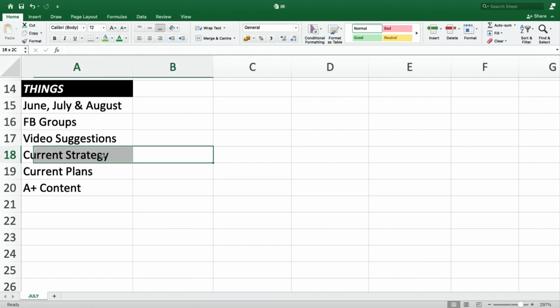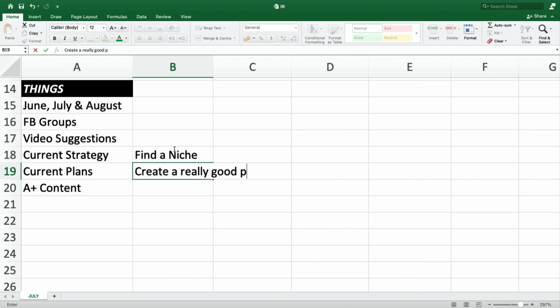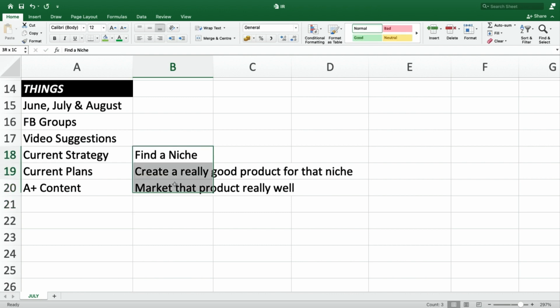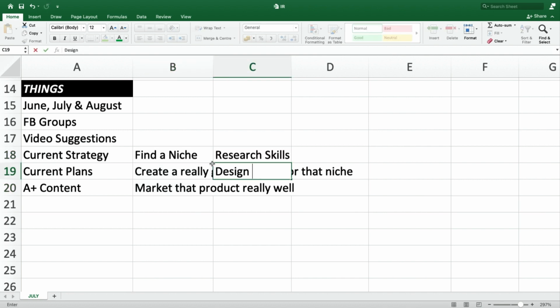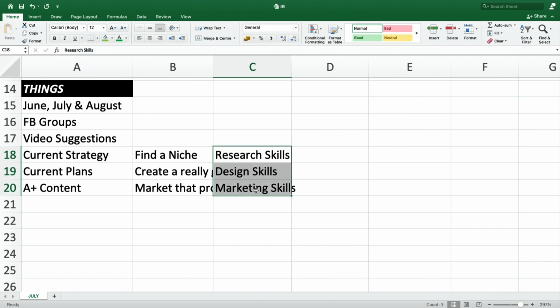I've been getting a lot of DMs of people asking me my current strategy, if I'm following the same strategies that I talked about, and the answer to that is yes. My core strategy, that is to find a niche, create a really good product for that niche, market that product really well. If you stick to these core principles, you cannot go wrong. And if you go one abstraction layer lower, this requires research skills, this requires design skills, and this requires marketing skills. So these are basically the skills you require to be a full stack low content publisher.